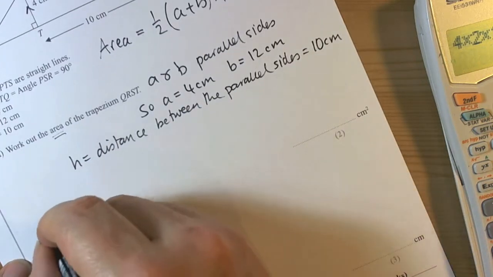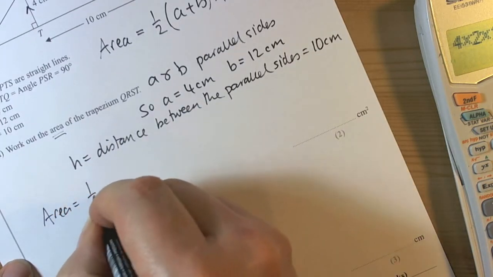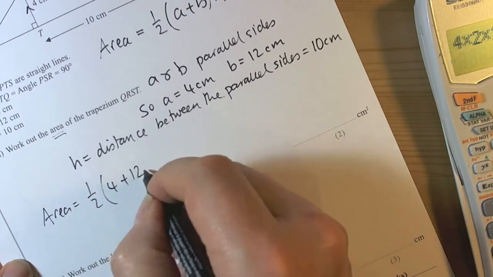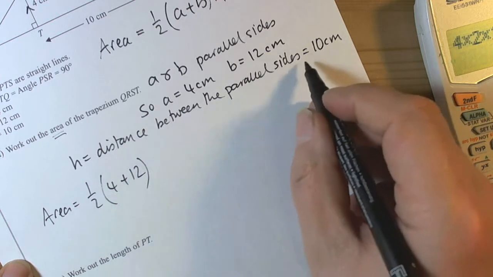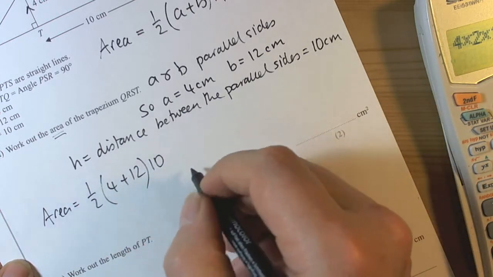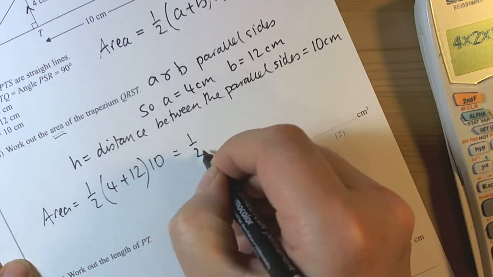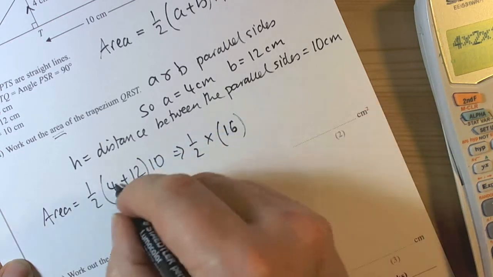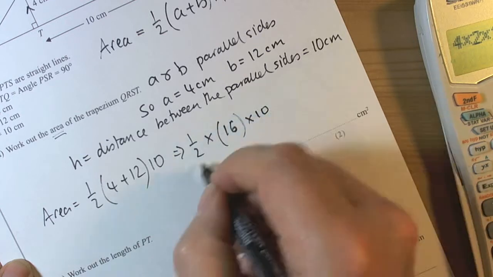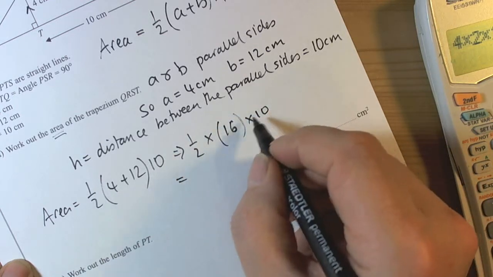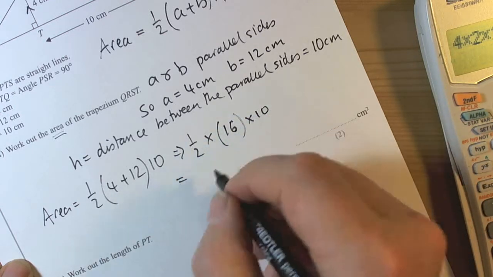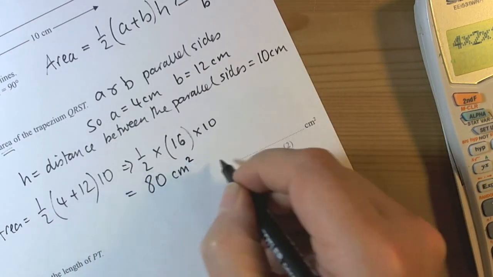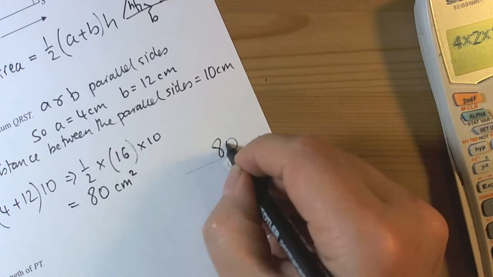So we can write the formula then. Area equals a half times the A value, which was 4, plus the B value, which was 12, times the distance between them, which was 10. So that becomes a half times 16, 12 plus 4 is 16, times 10. Half of 16 is 8, and 8 times 10 is 80. And it's going to be 80 square centimetres because we're talking about area.